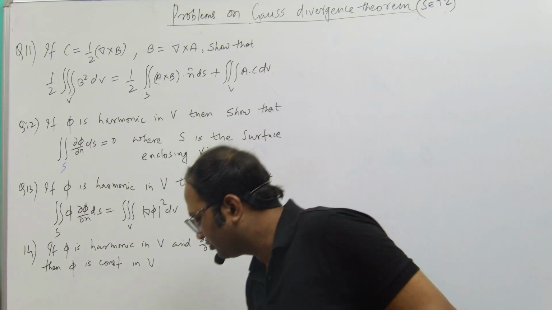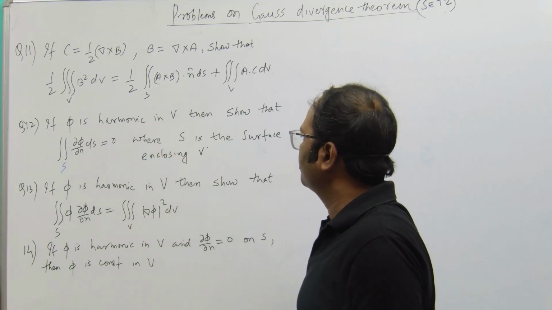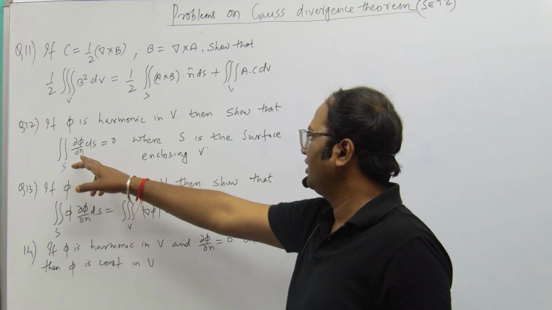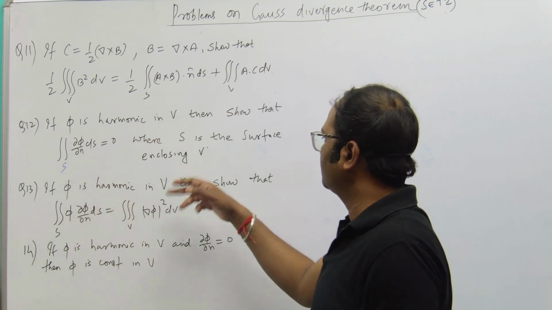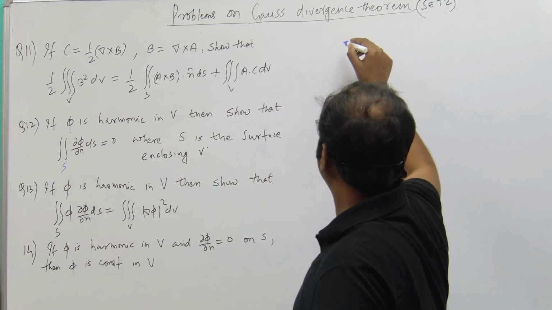Okay, so what is given in question number 12? If phi is harmonic in V, then show that the surface integral of del phi upon del n ds is equal to 0, where S is the surface enclosing V. So it is given in the question that phi is harmonic in V.